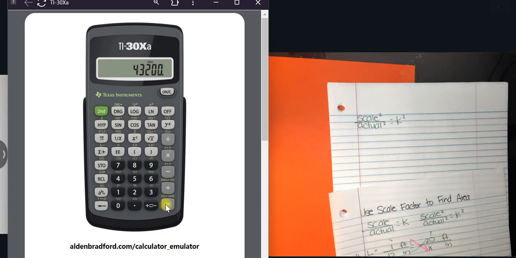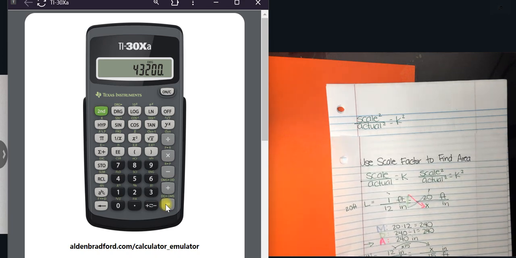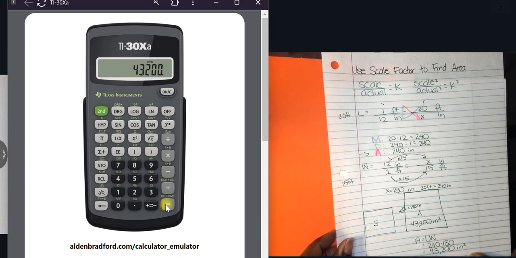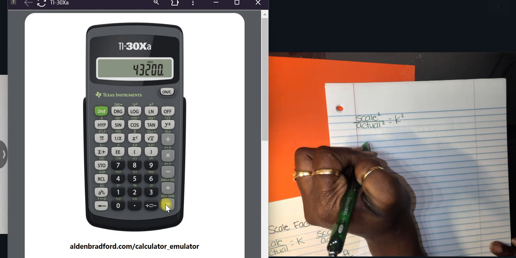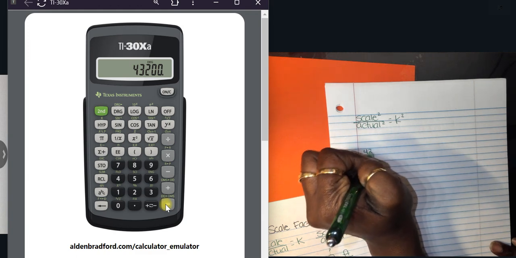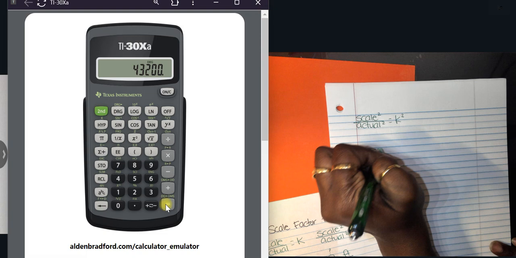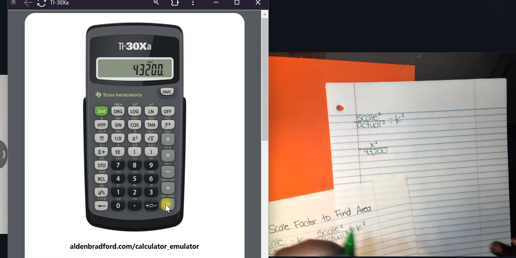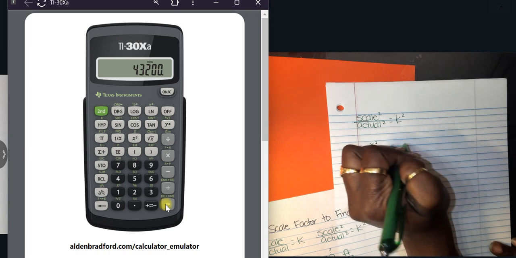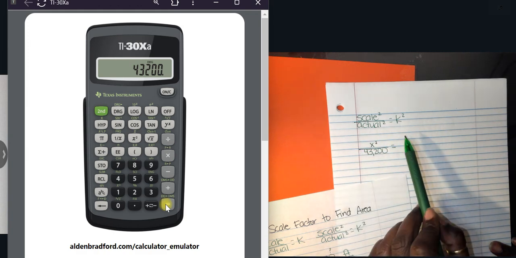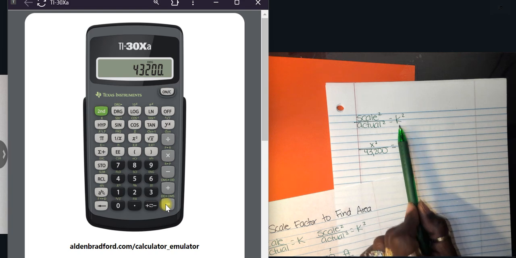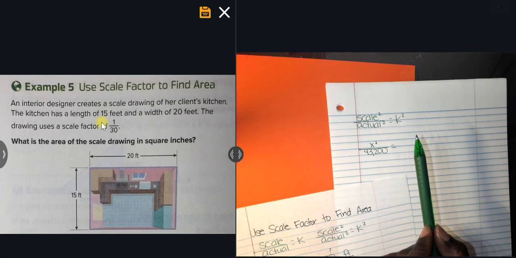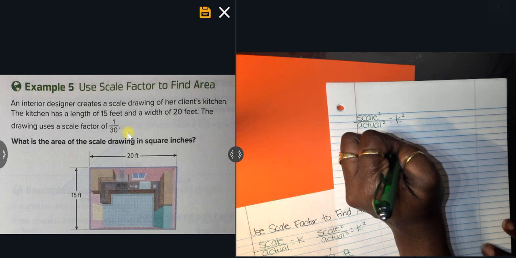So which information did we have? We had the area of the actual item. So I'm going to replace that with 43,200. I do not know what the scale is, but we know it needs to be squared. And then we need to also have K squared. Do we know what the scale factor is? Yes. They told us that the scale factor is 1/30, but this is not squared. So we got to make sure that we square it. Remember that.